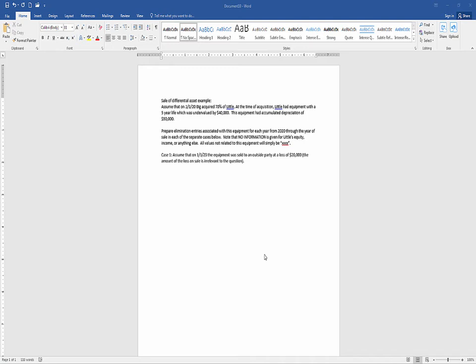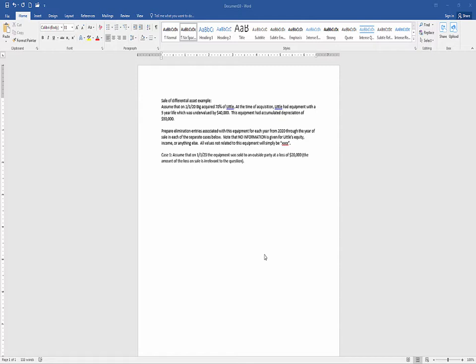I wanted to go through another example of a sale of a differential asset. Let's assume that on January 1st, 2020, Big acquired 70% of Little. At the time of acquisition, Little had equipment with a 5-year life, which was undervalued by $40,000. The equipment had accumulated depreciation of $50,000. So we'll roll a separate accumulated depreciation question into this as well.